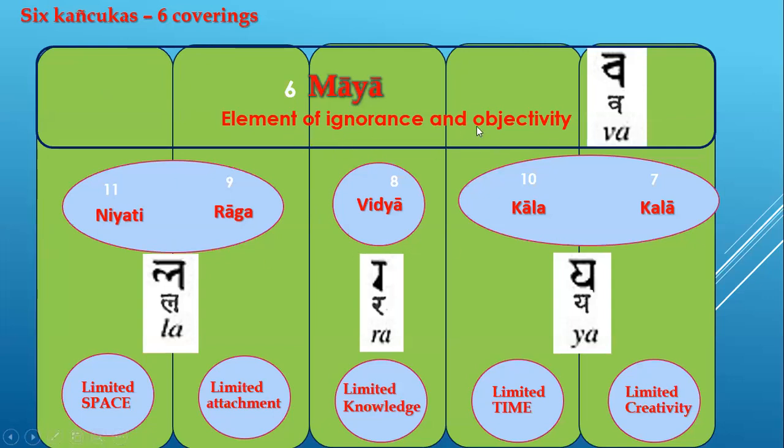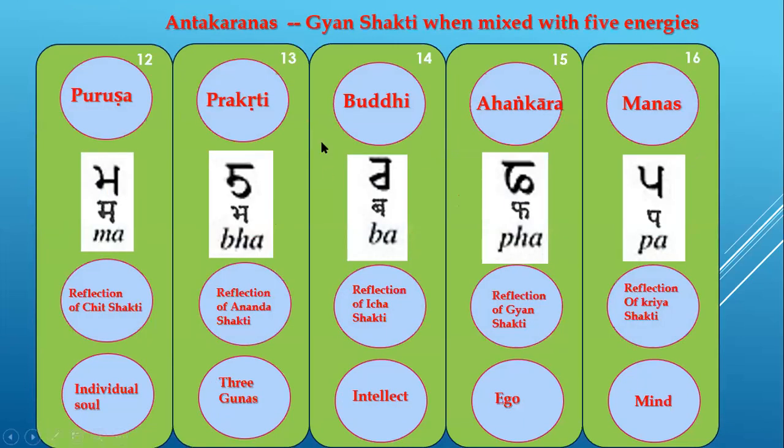elements of ignorance. So Va is Maya. Then we spoke about the limited space, attachment, knowledge, time, and creativity. I talked about these. And then after Maya, there's a covering. What will happen? Shiva will become Purusha. Shakti will become Prakriti. The Ichha will become Buddhi, then Ahankar and Manas. See that Kriya, these are what we spoke about. If you see, the sequence of tattvas is 12, 13, 14, 15, 16.